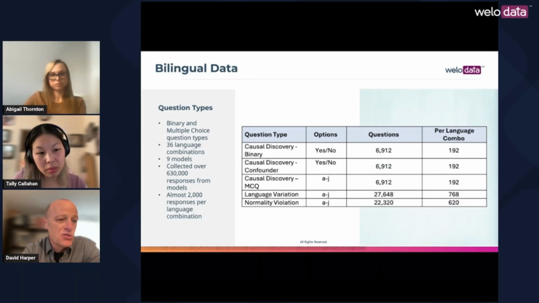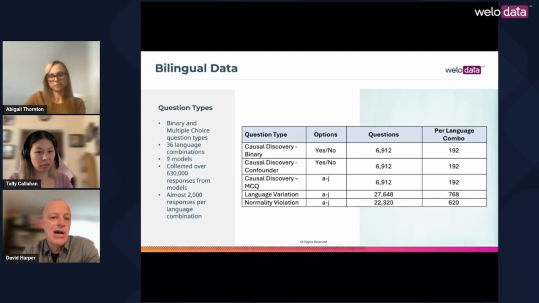As Abigail mentioned, we do have a lot of data, but how much data do we actually have? For question types, we have binary and multiple choice. For the binary, the options are yes or no. For all of our multiple choice questions, we have 10 options to choose from. We investigated 36 different language combinations in this experiment. We have 6 different languages, and 6 times 6 is 36.